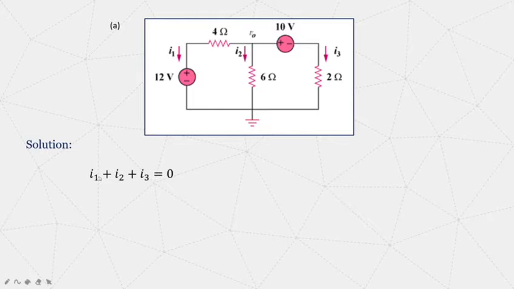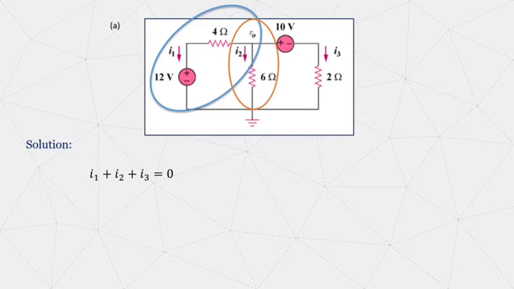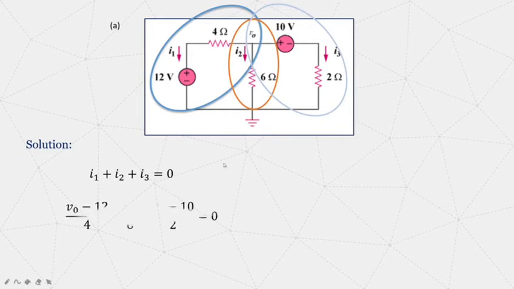To find I1, we know that I equals V divided by R. So I1, referring to this blue circle here, is the difference between V0 and 12 volt divided by 4 ohm. I2, in the orange circle here, is V0 divided by 6 ohm, whereas I3 is V0 minus 10 volt divided by 2 ohm. So we'll get the second equation. After we finish solving the second equation, we'll get the final answer V0.